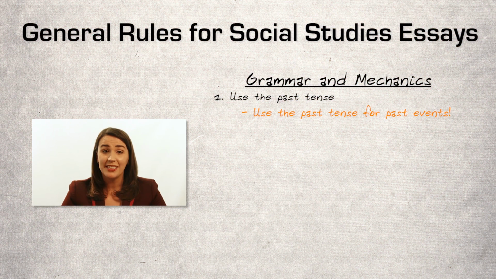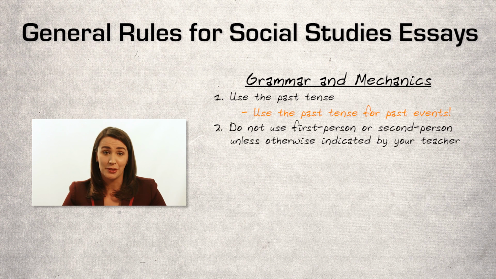Second, your essay should not use first person or second person unless otherwise indicated by your teacher. You want to be an objective outsider. It's important that you realize that you are not writing as an American. When you write about the Cold War, for instance, it is not us against them. You are a scholar, and you want to remain as objective as possible. This enhances your credibility as a writer, and it means that people will be more open to reading your ideas and not be swayed by your bias.